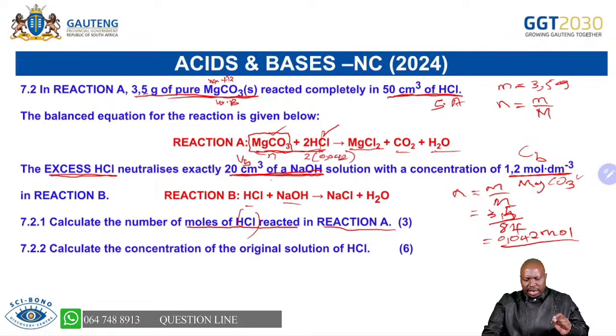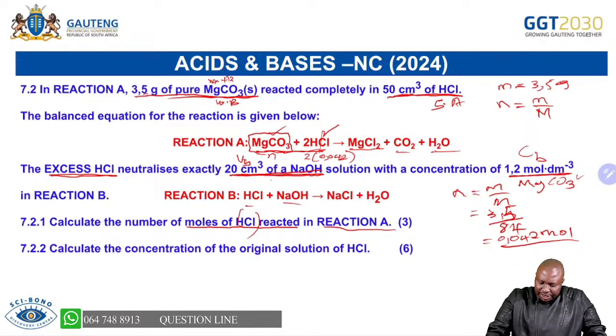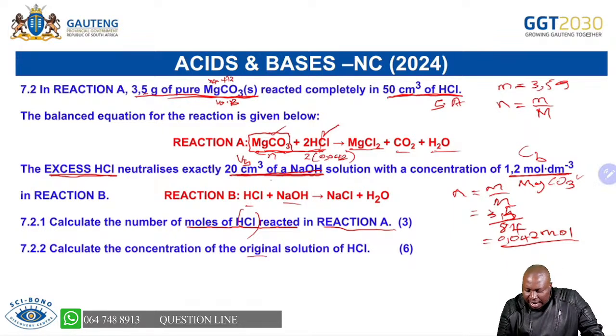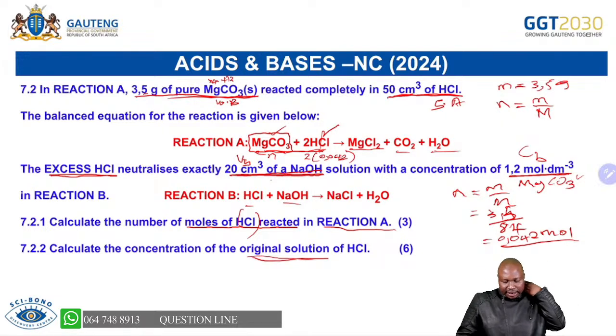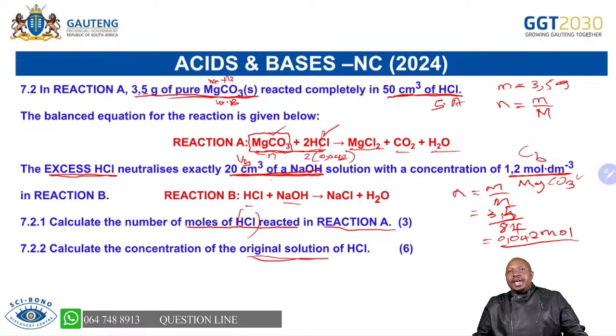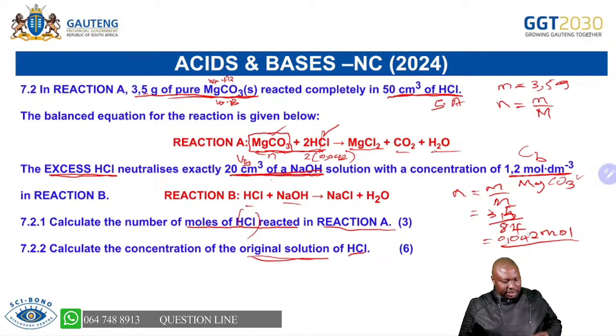The next question now says, calculate the concentration of the original solution. You see, now they want us to say, what do we have when we started? So we have to calculate the concentration of the original solution of HCl. We know how much reacted. What reacted is 0,042. But what do we have initially? So the answer is always there in our eyes, but we need to open them so that we can see very well.